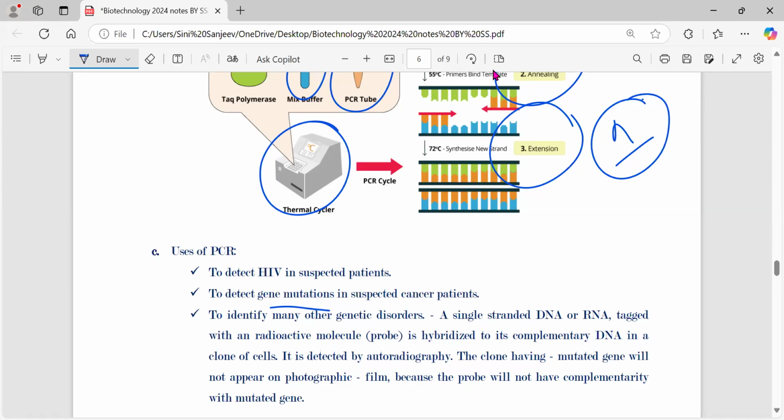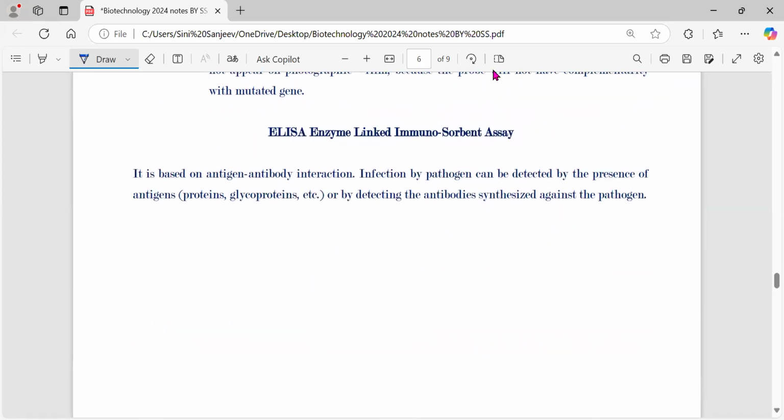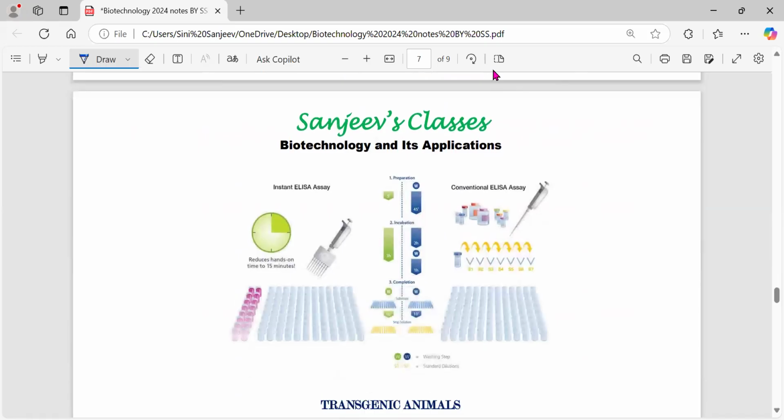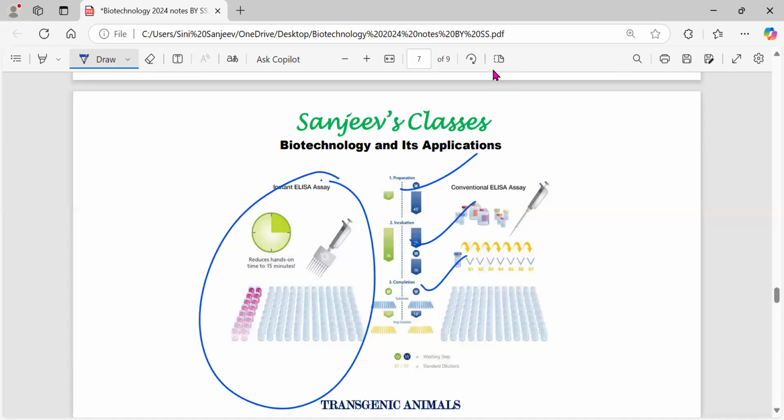And at last, you have the ELISA in the medical field, the enzyme-linked immunosorbent assay. It is based on the antigen antibody interaction. If any foreign particle comes, obviously antibodies will be formed. This is how the test is done. You can see the preparation, incubation, completion, and finally you detect whether that patient has any kind of infection. The particular antigens can be detected, and you can produce antibodies against them and insert them into that patient. Fine.